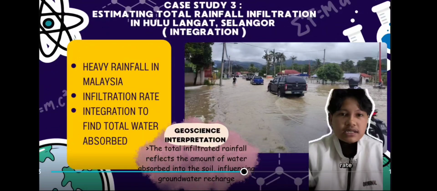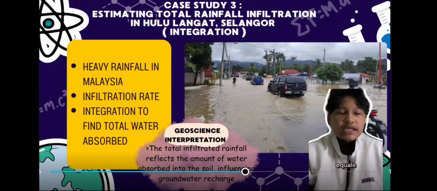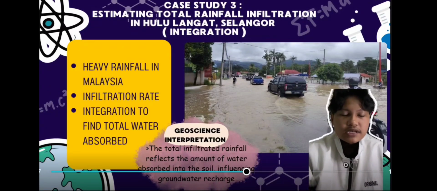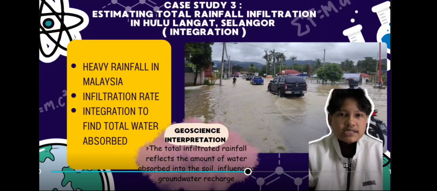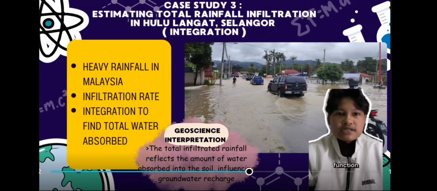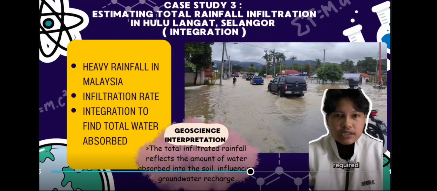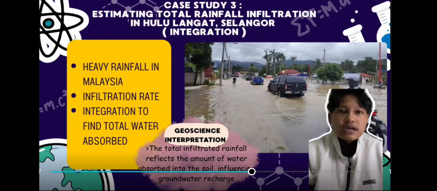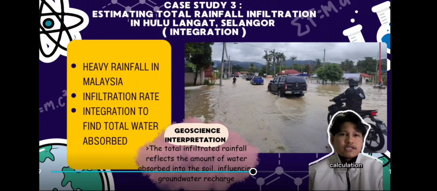The infiltration rate is given by the function F(t) equals 20e^(-0.4t), where the unit is millimeters per hour. Since the function represents a rate, integration is required to obtain the total infiltration over the rainfall duration. In this calculation, the infiltration rate function is integrated from t equals 0 to t equals 2 hours. Mathematically, this integration represents the area under the infiltration rate-time curve, while physically it represents the total depth of rainwater that has entered the soil.